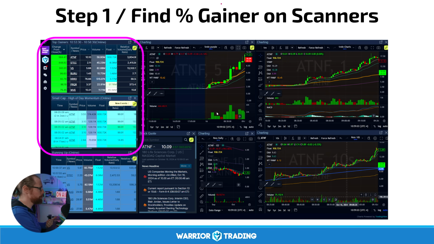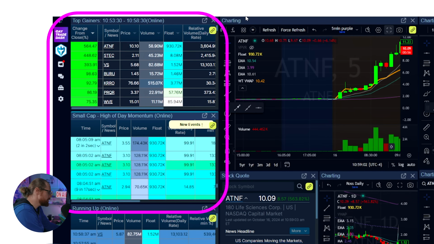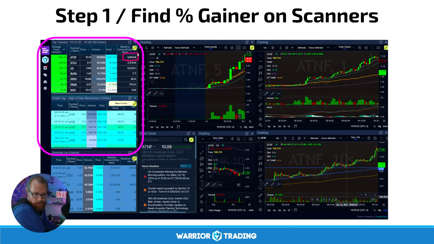So my routine each morning is I sit down and I look for the leading percentage gainers in the market. On this particular day, just as an example, the leading percentage gainer in the market was ATNF, and it was up 564%. It had a 1 million share float, 930,000, and it had 58 million shares of volume. The volume was 3,604 times higher than average. And it had breaking news. So this met all 5 criteria of being worth trading for me. And of course, I traded it.